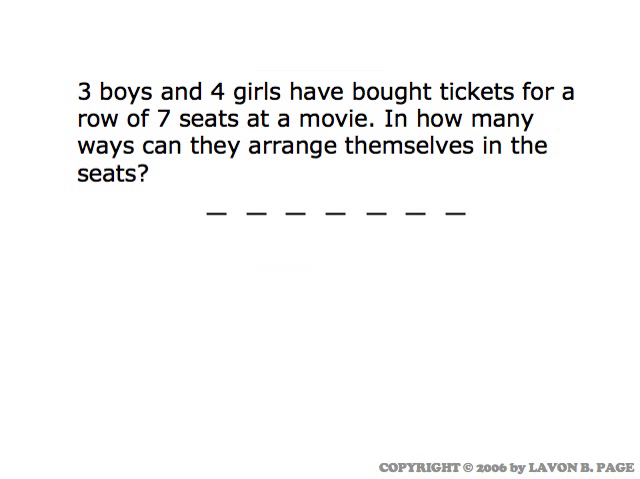3 boys and 4 girls have bought tickets for a row of 7 seats at a movie. In how many ways can they arrange themselves in the seats? I've drawn a picture here. Think of these 7 blanks as being the 7 seats. And we want to distribute 3 boys and 4 girls in those 7 seats. And the question is, in how many ways can they arrange themselves?